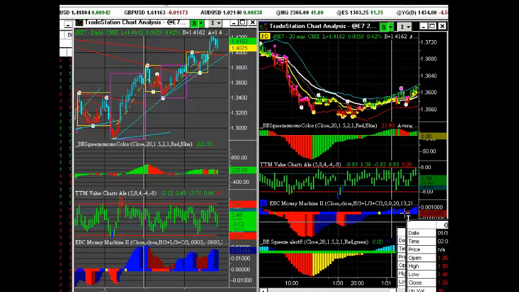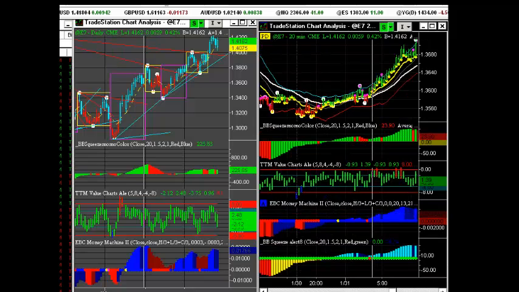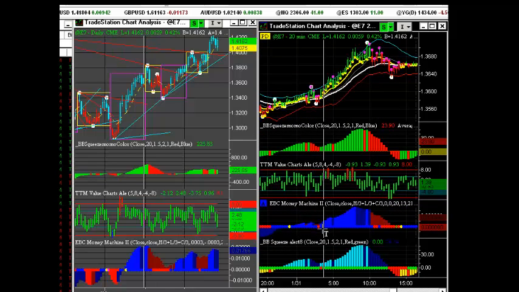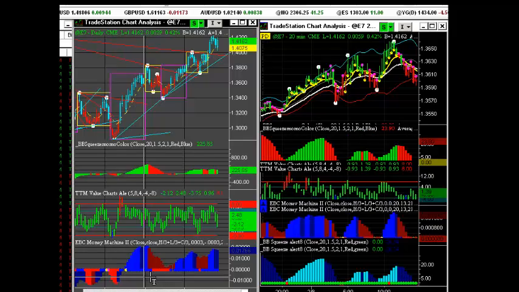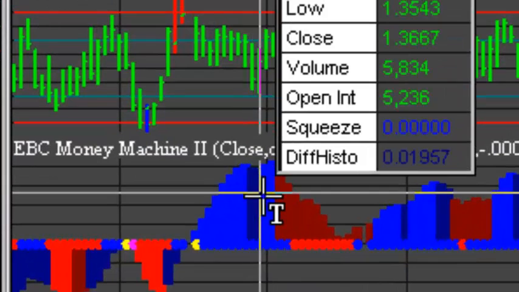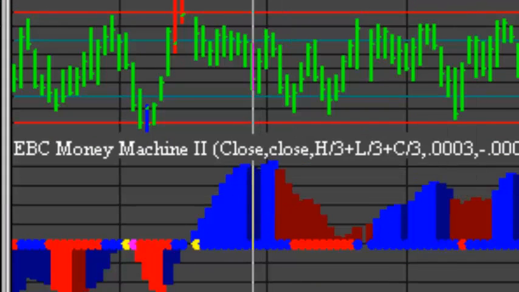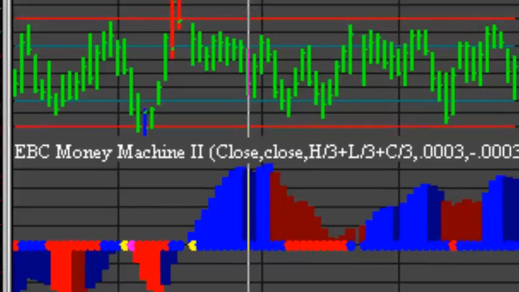So there's another one. And this is the EBC money machine. As you can see, every time it fires off above that center line in conjunction with the daily, there it is. But if you look at the money machine where it turns dark blue, that tells me those are warning times. I'm not really trading those times. I don't care if the market takes off because you're not going to get every dollar anyway.